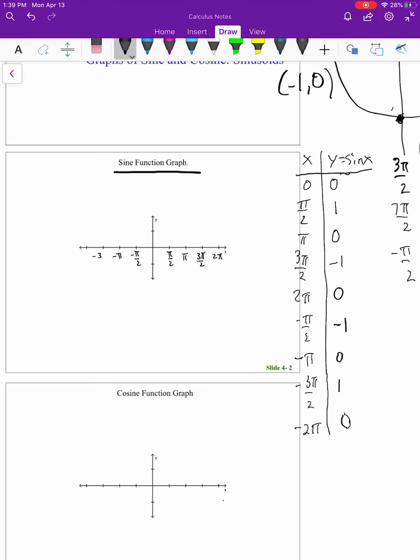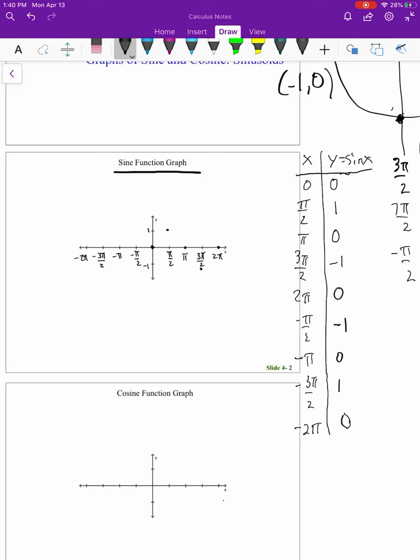We've got pi over 2, pi, 3 pi over 2, and 2 pi. This one is negative pi over 2, negative pi, negative 3 pi over 2, and negative 2 pi. We're going from positive 1 to negative 1 on the y-axis. And now we plot our points.